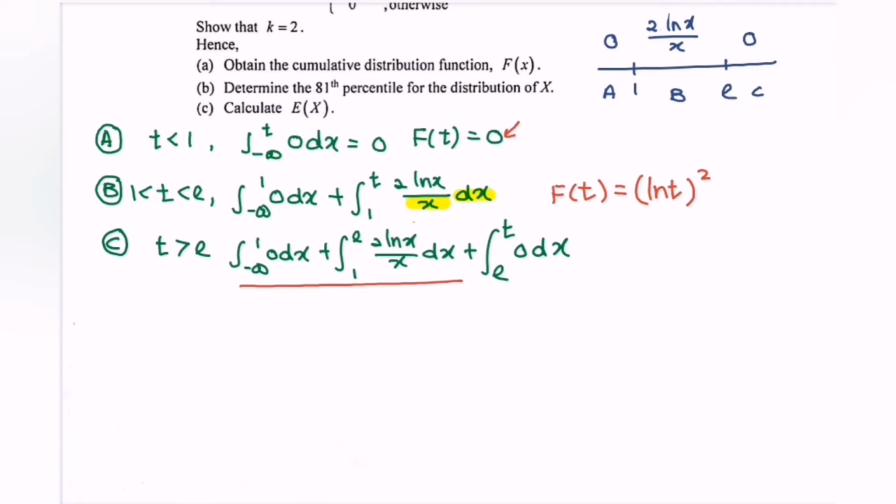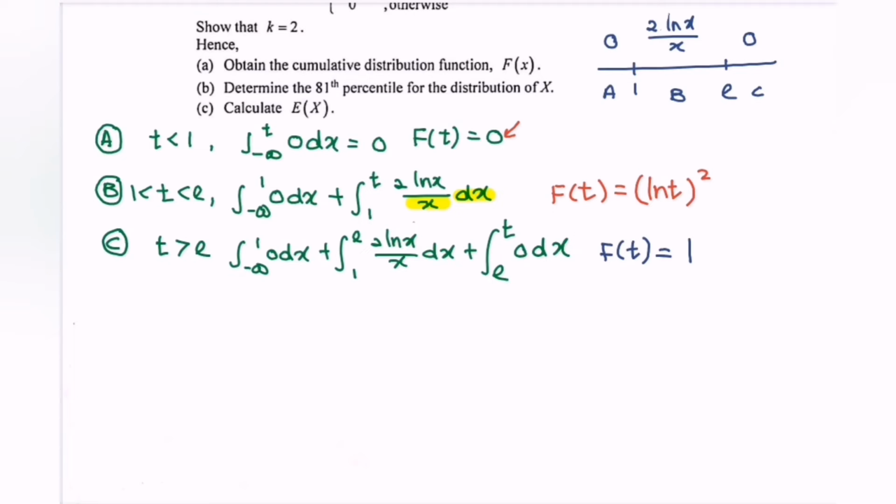refers to part B. Actually, we can substitute into the F(t), where in here we can substitute F(e), which is equals to (ln e) squared, which is equals to 1. Plus, if we integrate this part, we will have 0. So as a conclusion, in here we have (ln e) squared. So finally we have F(t), which is equals to 1.